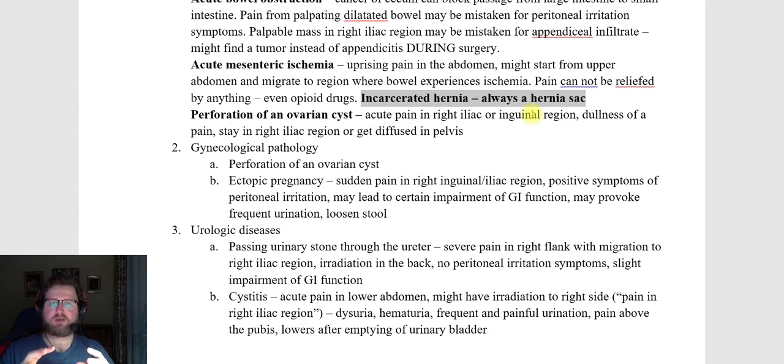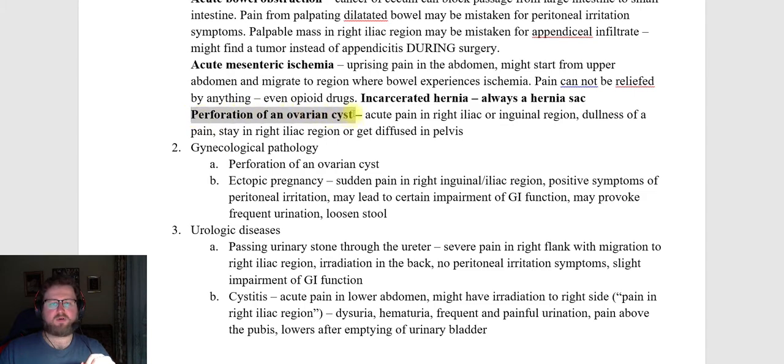It's not peristaltic, and there is a liquid collection around this bowel. That will give you a very clear sign that this patient might have an incarcerated hernia.